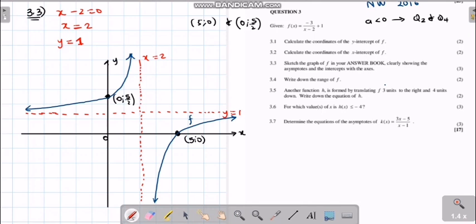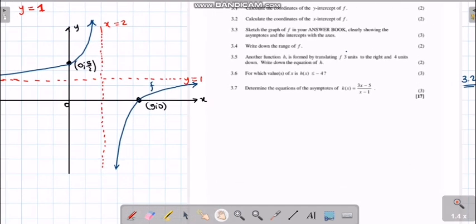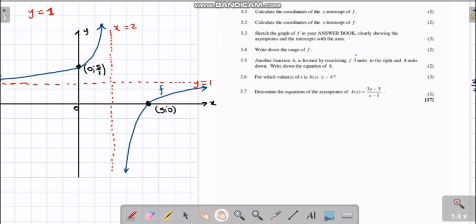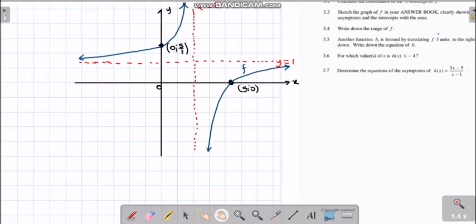Okay, so now let's check our next question. Our next question says: write down the range of f. Remember, we said when you're writing the domain and the range of a hyperbola, we use the asymptotes. So we're looking for the range, we'll use the horizontal asymptote. So in this case, our range, 3.4.